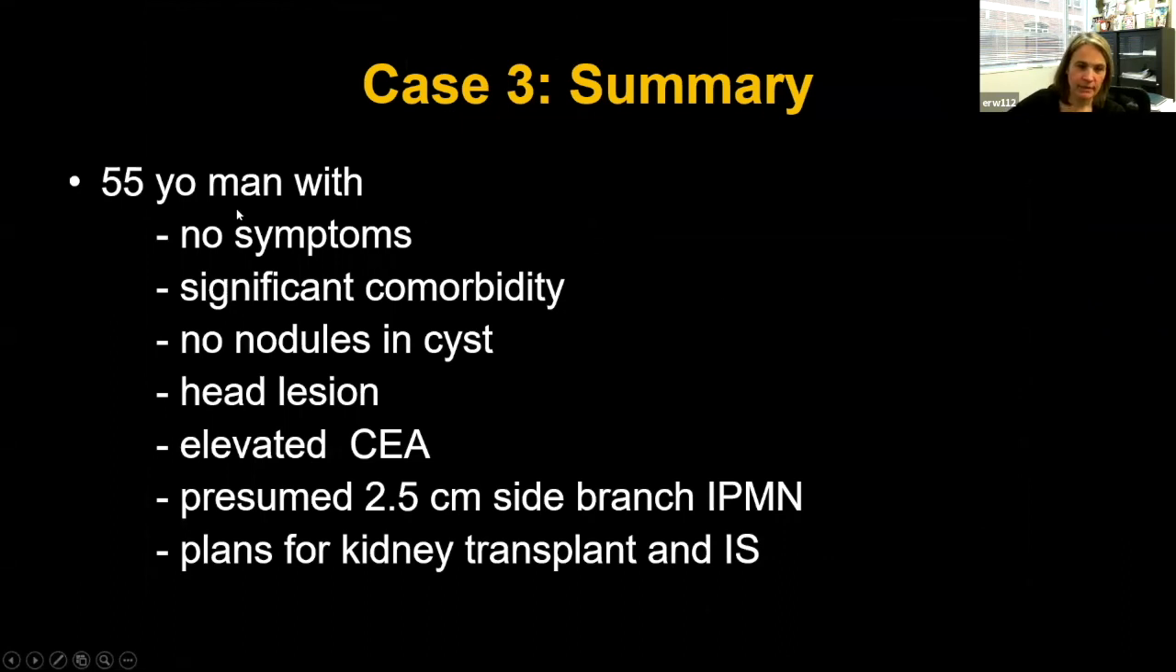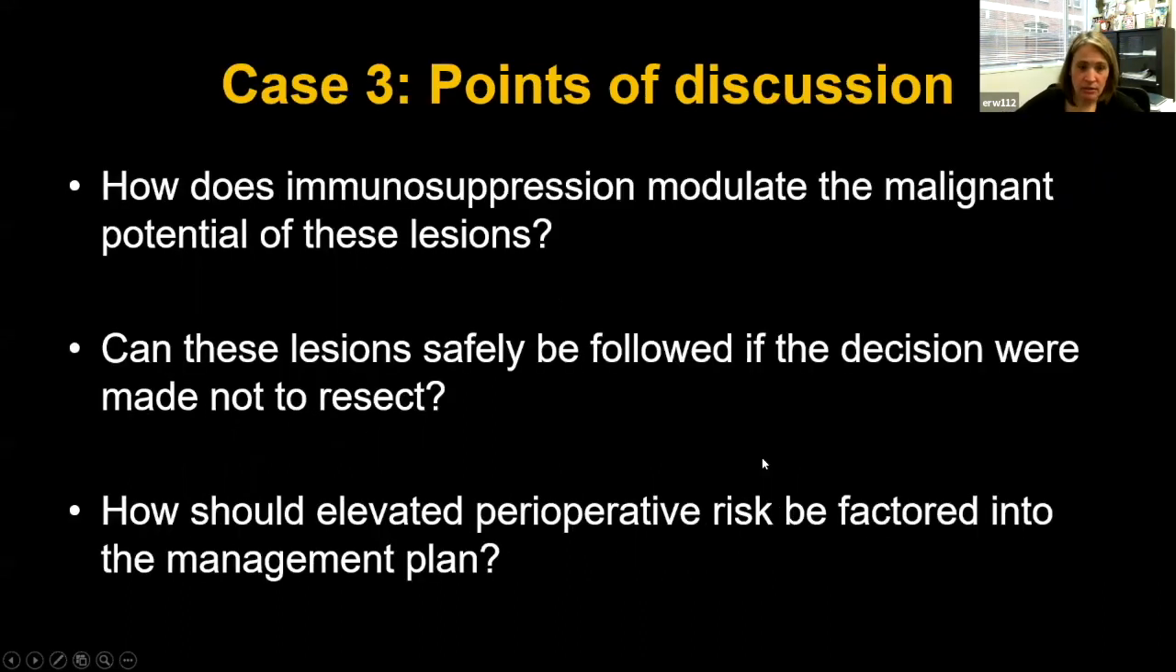So this is a man with no symptoms, but with significant comorbidities, no nodule, the lesion in the head. It's clearly mucinous, at least by cyst fluid CEA, and it's presumed side branch IPMN. But the question, and this is one that's difficult to answer, is what do you do with a patient who you think is at somewhat higher risk of malignant degeneration of an already pre-malignant lesion, in the sense that he's going to be placed on immunosuppression post-kidney transplant, and if he in fact had a cancer, wouldn't be considered eligible for kidney transplant. So, you know, the effect of immunosuppression is an open one.